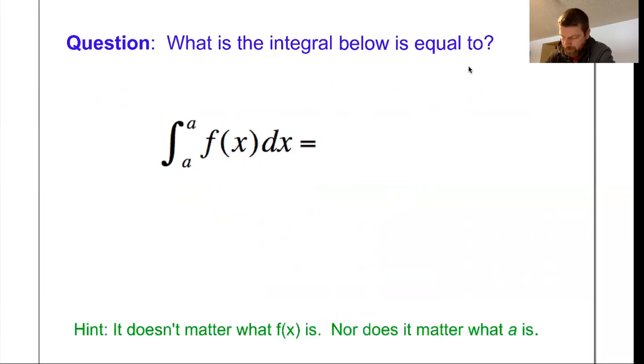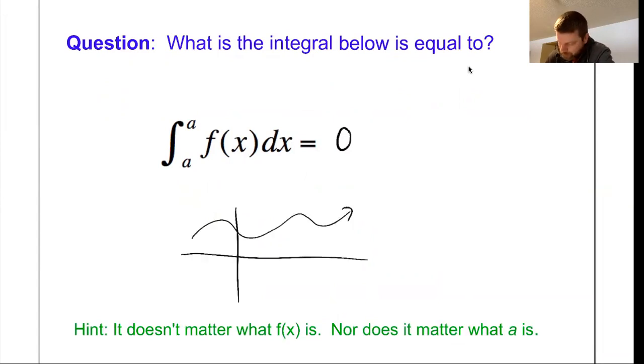All right, the answer is 0. The reason the answer is 0 is whatever function f of x looks like, I have no idea what it looks like. I'm just going to make something up. There's f of x. And no matter what a is, let's say a is right here on the x-axis.